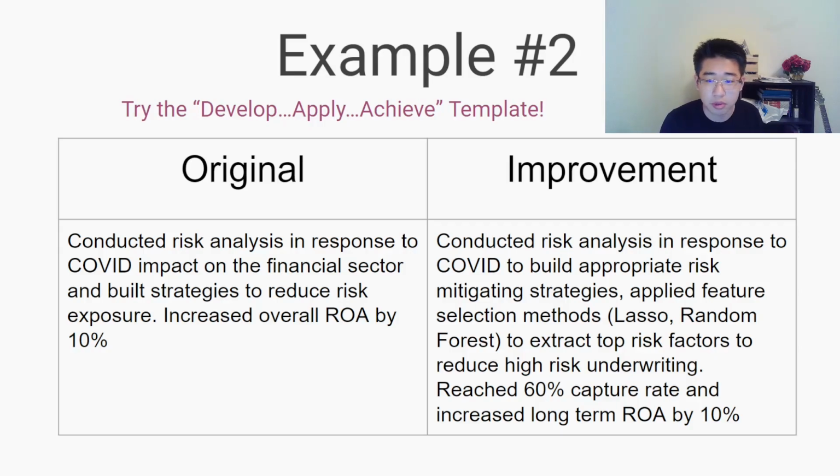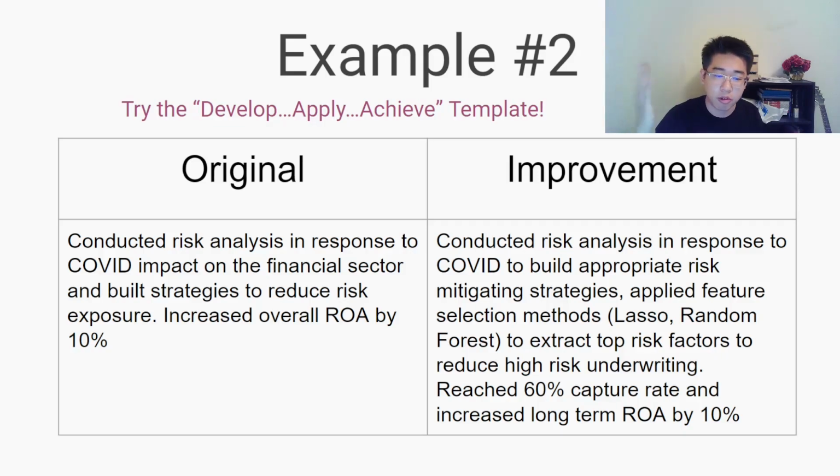Okay, so that tells you exactly what was done, right? We used some feature selection methods. We extracted top risk factors, and then we use those risk factors to reduce underwriting strategies that are high risk.